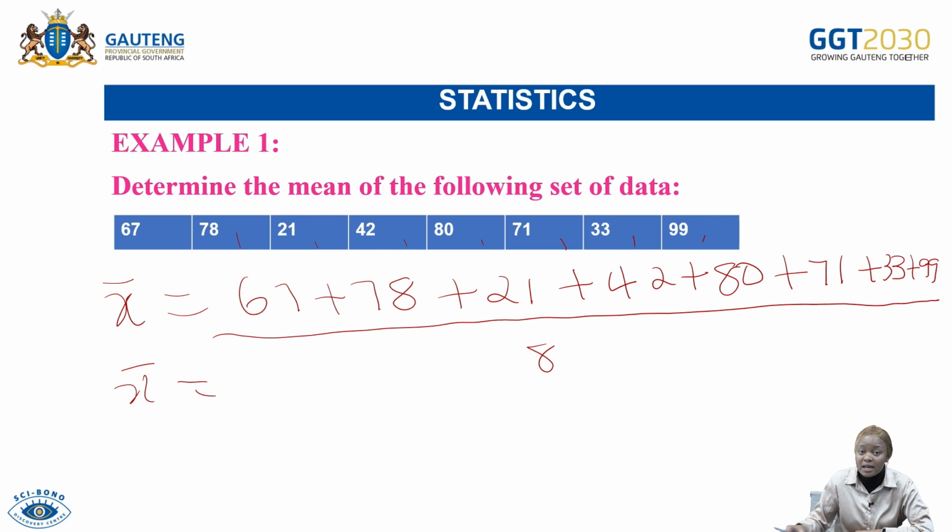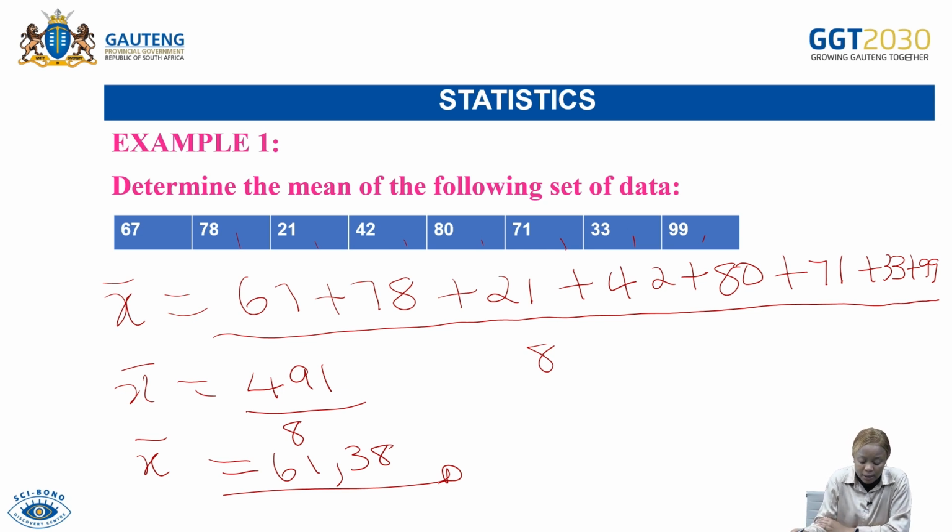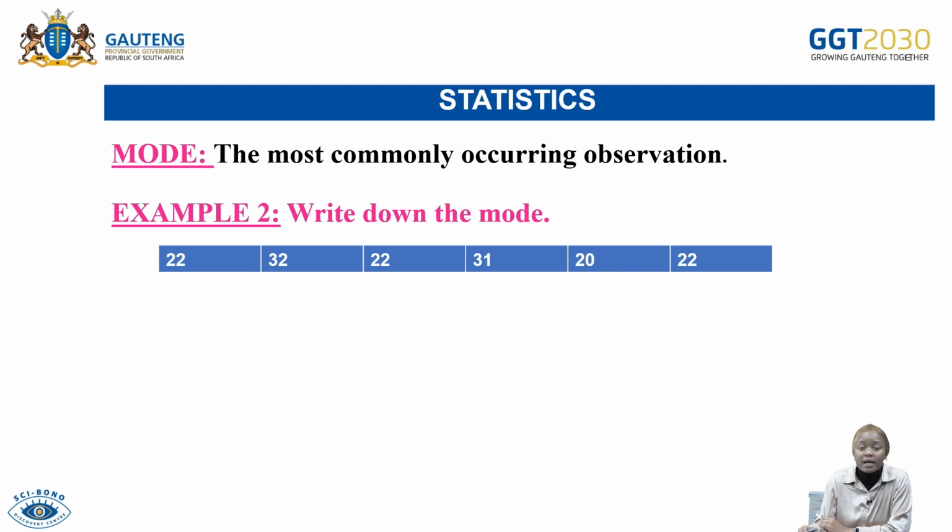So your mean will be given as, please take out your calculators. Then you'll press 67 plus 78 plus 21 plus 42 plus 80 plus 71 plus 33 plus 99. Then you divide everything by 8 and you will get 491 all over 8. So your x bar will be given as 61,38. So your mean will be given as 61,38.